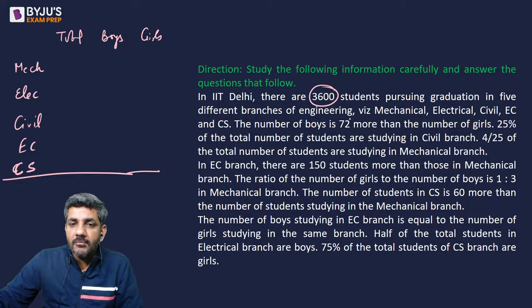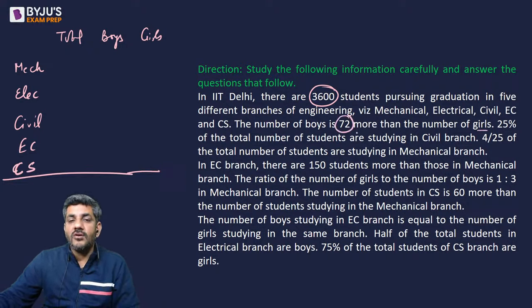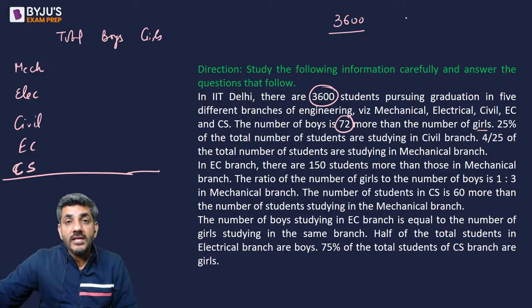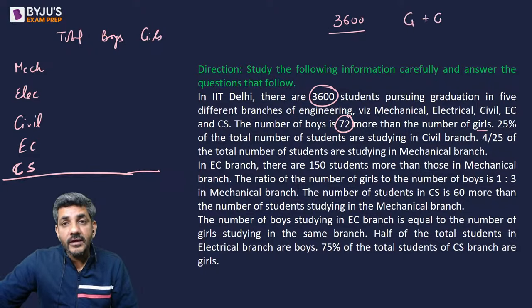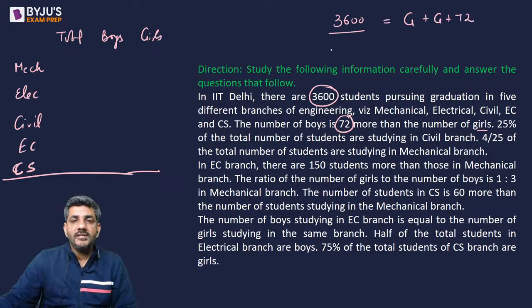First of all, he says the number of boys is 72 more than number of girls. Total 3,600 students are there. Boys are 72 more than the girls. So if girls are G, boys are G plus 72, and the sum of girls and boys is 3,600.